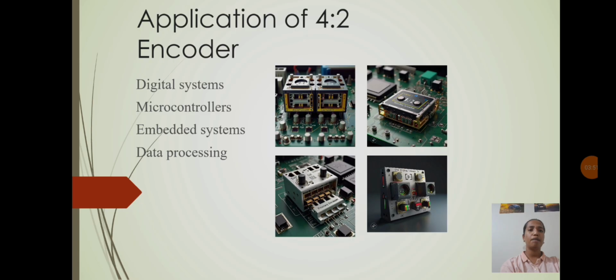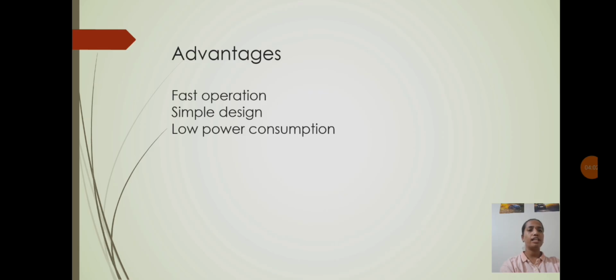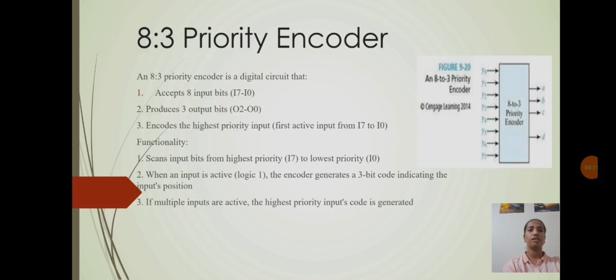Let us study the applications of the 4:2 encoder. These are used in digital systems, microcontrollers, embedded systems and data processing, as shown in the figure. And the advantages of the 4:2 encoder are fast operation, simple design and low power consumption.